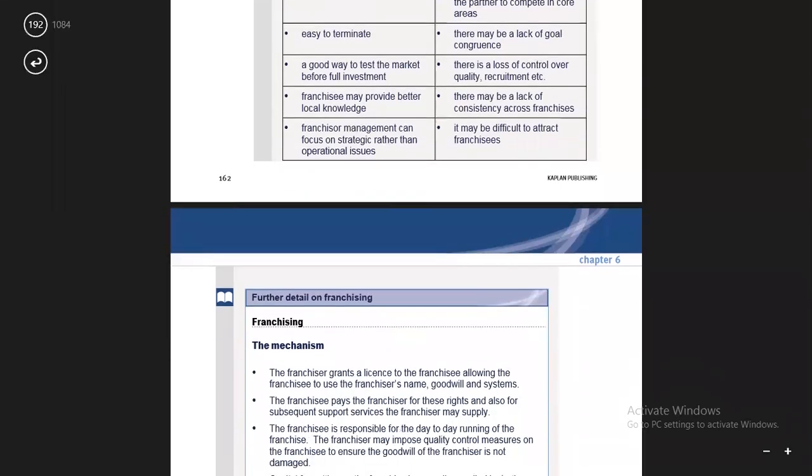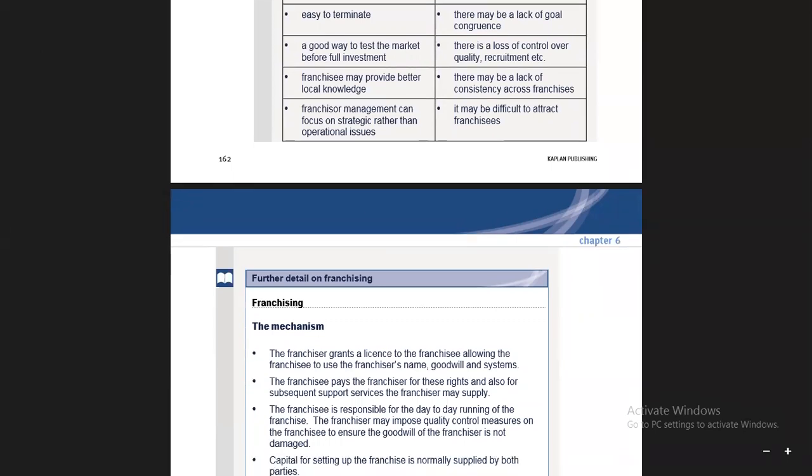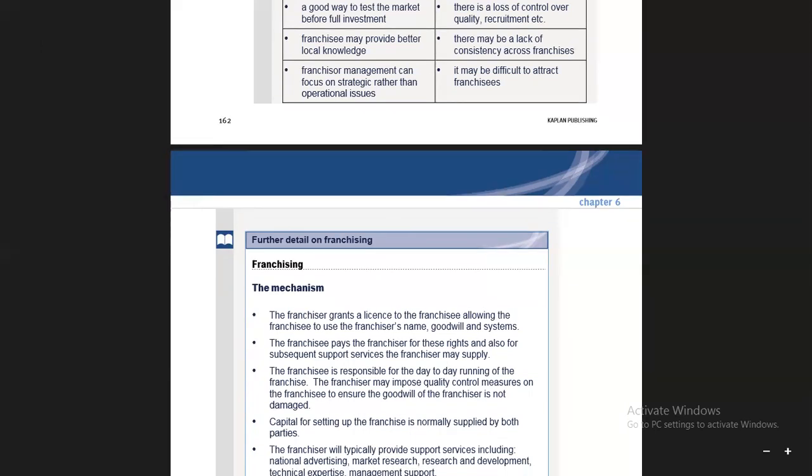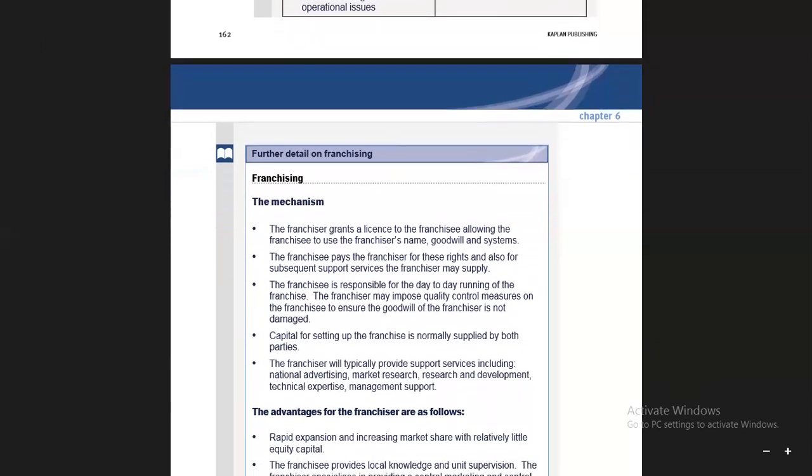There is a loss of control over quality and recruitment. Yes, sometimes you have no control. When you give the franchise, the other party has to decide how they are going to recruit and how they maintain the quality. So you will ultimately lose control somehow. There may be a lack of consistency across franchises. Yes, this will be the issue. If you don't standardize the methods, the consistency will not match throughout the franchises. It may be difficult to attract franchisees. Yes, it is very difficult to attract franchisees if you are not giving services according to the name of that franchise.